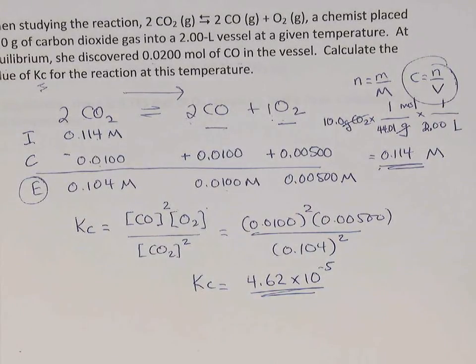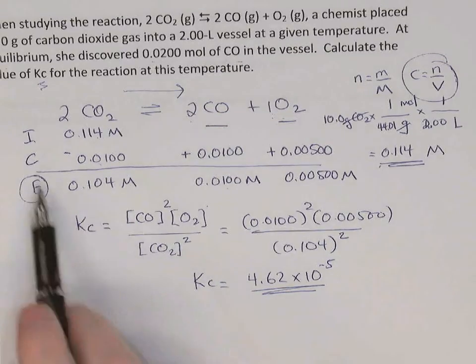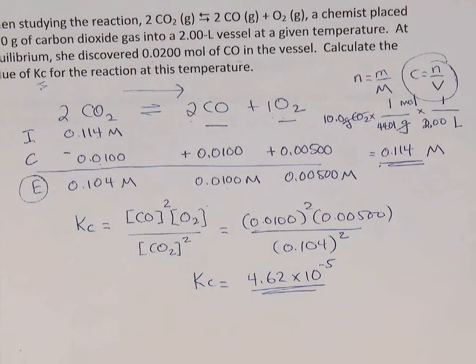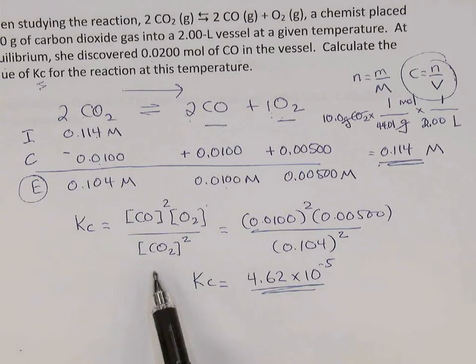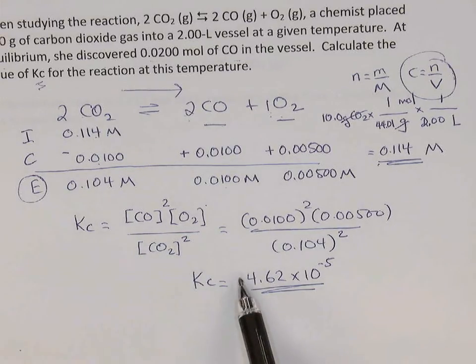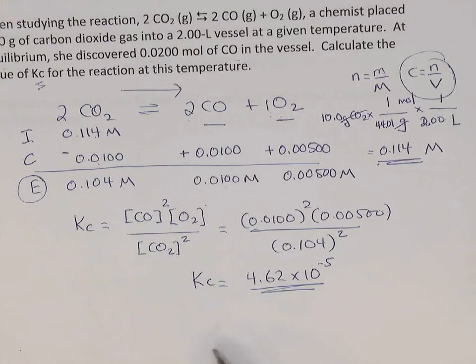Notice that it makes sense that the Kc is small because very little of our CO2 reacted. We started with 0.114 and we only lost 0.01. So since you're not losing much of your reactants here, your Kc value is going to be less than 1. If you were losing about half of the reactants, then Kc would be close to 1. And if you were losing most of your reactants, then Kc would be much larger than 1.